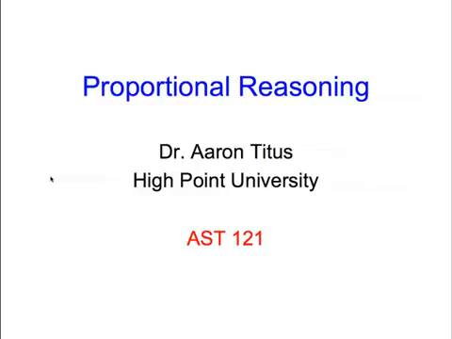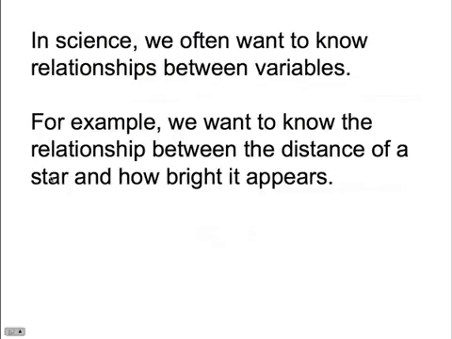In this lesson, we will discuss proportional reasoning. In science, we often want to know relationships between variables. For example, we may want to know the relationship between the distance of a star and how bright it appears. Or, in everyday experience, you may want to know the relationship between sunlight and the growth of a tomato plant. Again, a key characteristic of science is that we study relationships between variables.